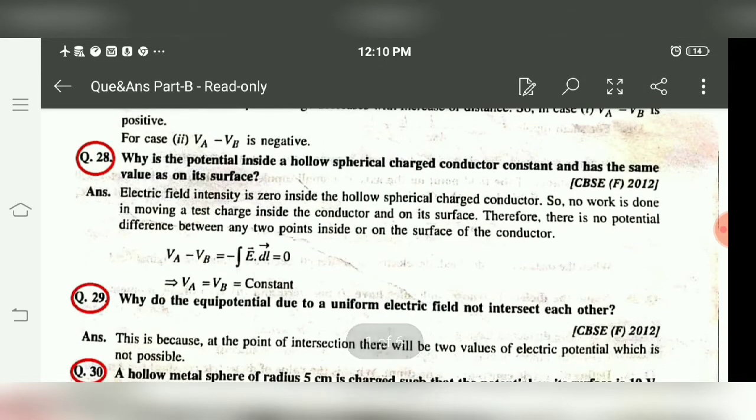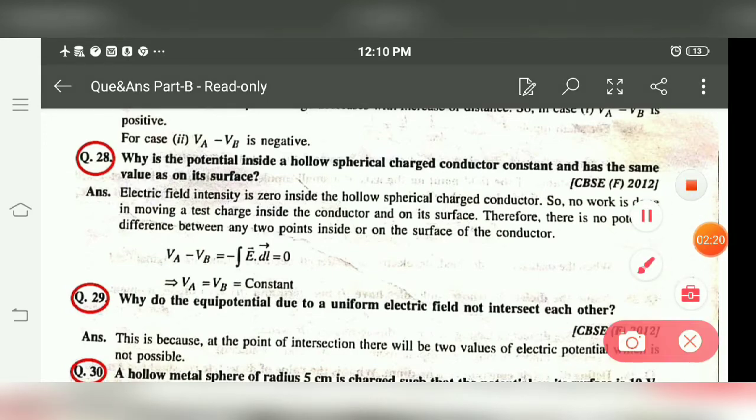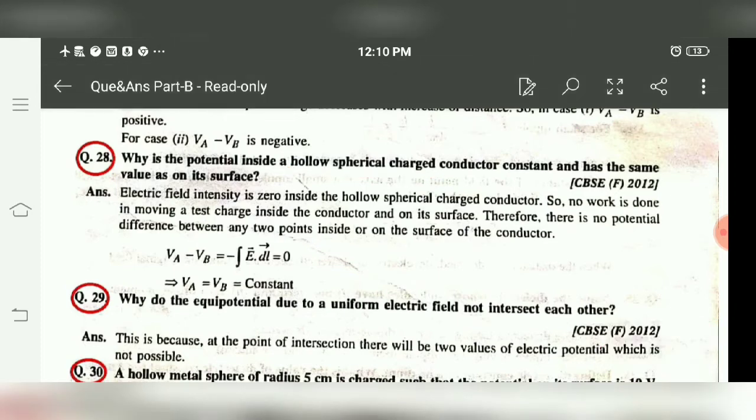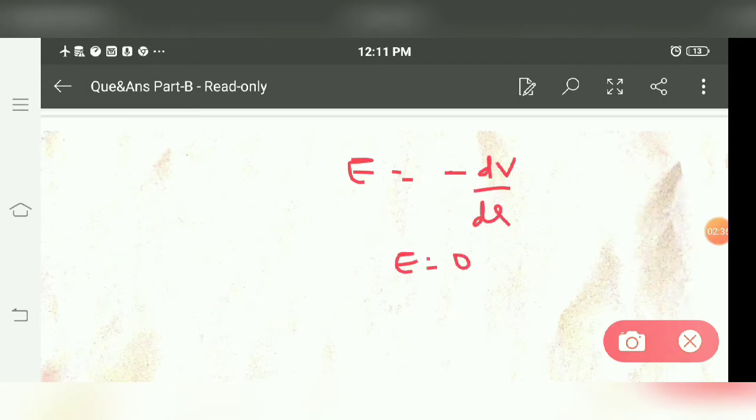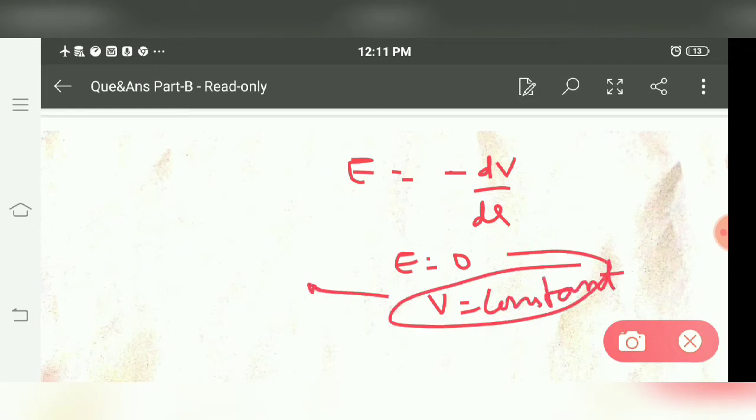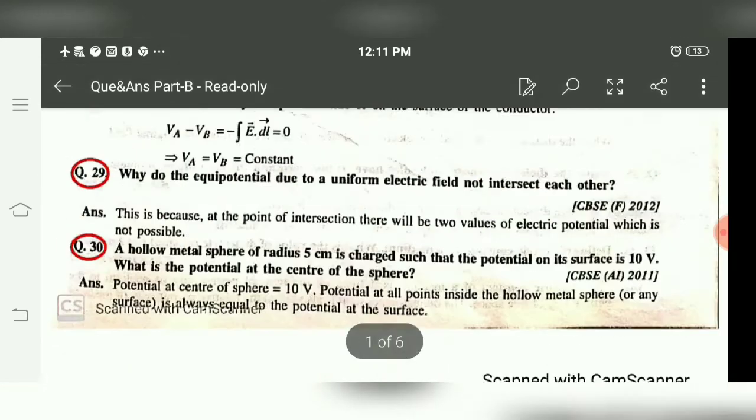Next question: why is the potential inside a hollow spherical charged conductor constant and has the same value as on the surface? Because for a charged conductor, the charge q is 0 inside the conductor. If q is 0, then electric field is 0. From the relation E is equal to minus dV by dr, if E is 0 inside the conductor, then V is constant. So potential is the same everywhere inside and on the surface of the conductor.